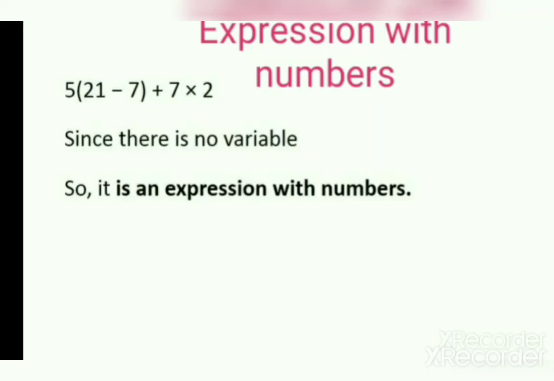So we have expressions with numbers also. Here, 5 into 21 minus 7 plus 7 into 2. This is an expression with only numbers. There is no variable in this. Since there is no variable, we call it an expression with numbers. It is an expression with only numbers. This is an example for expression with numbers.